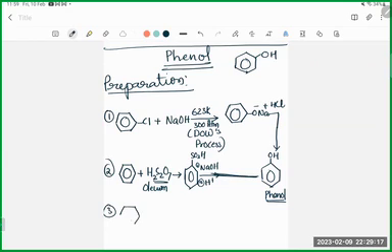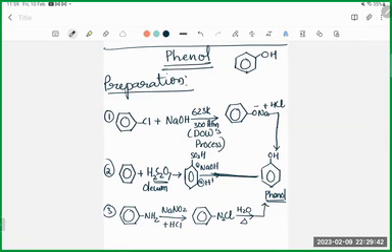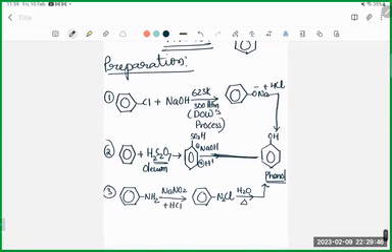Next reaction: aniline. Clear? Treated with sodium nitrite, NaNO2, in the presence of hydrochloric acid. So first we get benzene diazonium chloride, and then benzene diazonium chloride is heated with warm water, and we get the product as phenol. This is the flowchart, right?